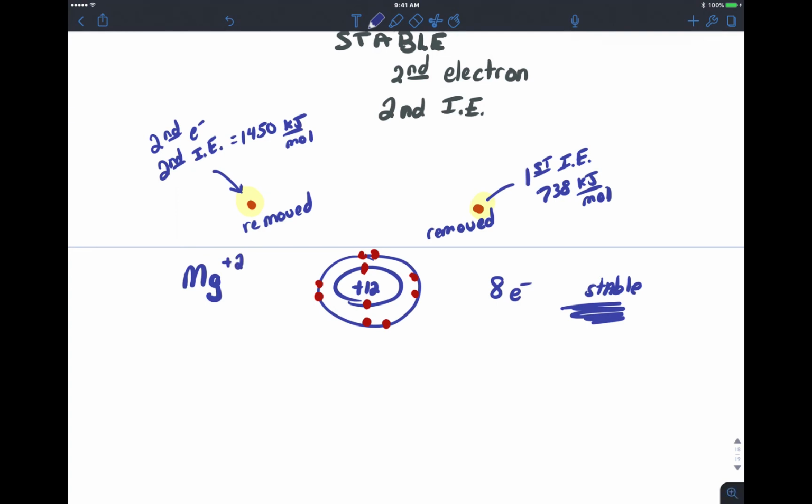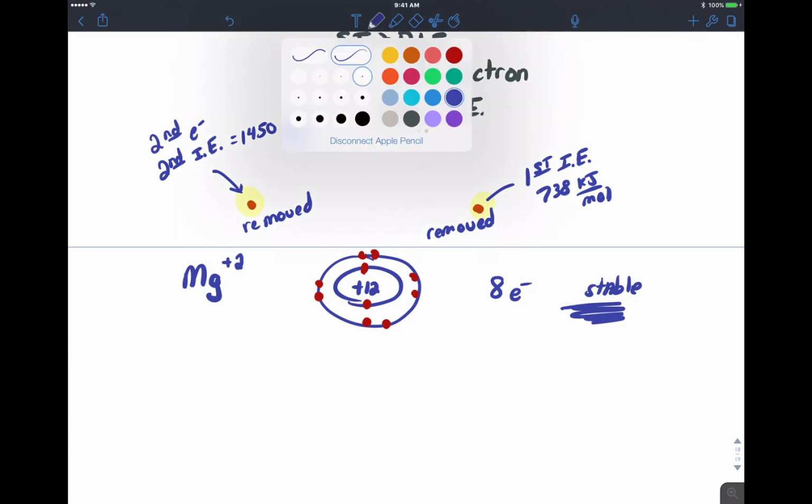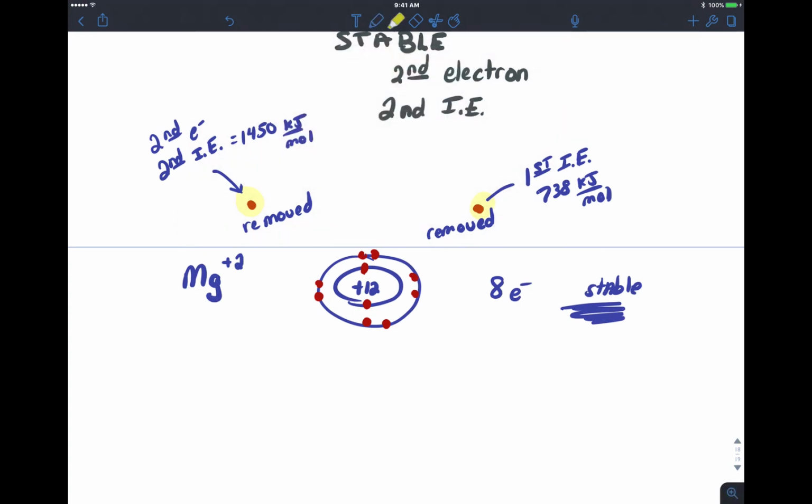All right. Now, let's do one last thing. If, for whatever reason, we'd like to get rid of that electron right there, what would we call it? That's the third electron that we would try to remove, so that's the third ionization energy. Now, this magnesium ion is chemically stable, so that third electron is not going to want to come off of there. One, it's stable.